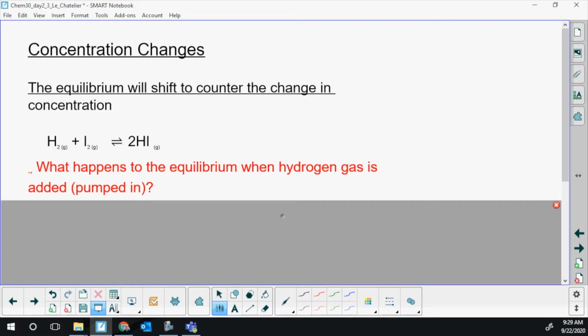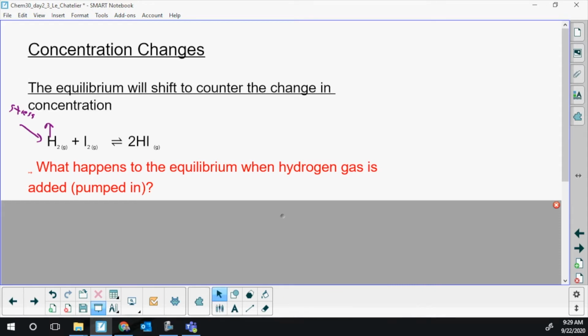So I have H2 gas plus I2 gas in equilibrium with 2 HI, hydrogen iodide gas. We used that for our case study way back at the beginning of this unit. And what happens to the equilibrium when hydrogen gas is added? They're all gases, so you'd have to physically pump hydrogen gas into this system. So our stress is to add hydrogen gas. We pump more in, and its concentration is going to go up.